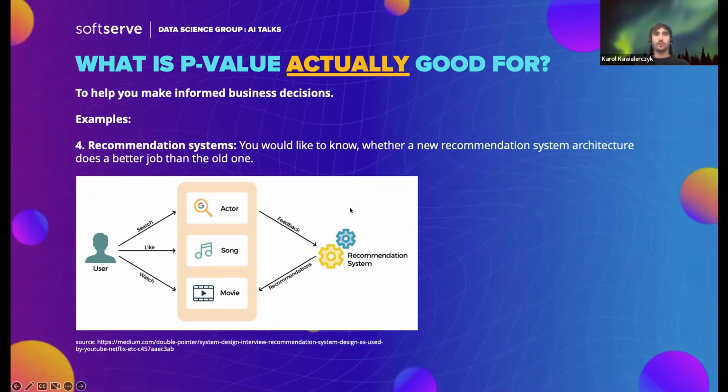And in the end, you look at the p-value. This is where you use it. It's here to help you make the decision whether all these cases matter.